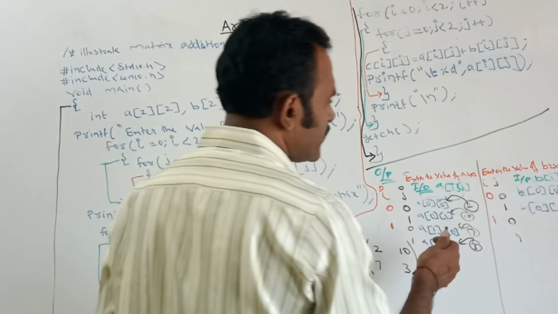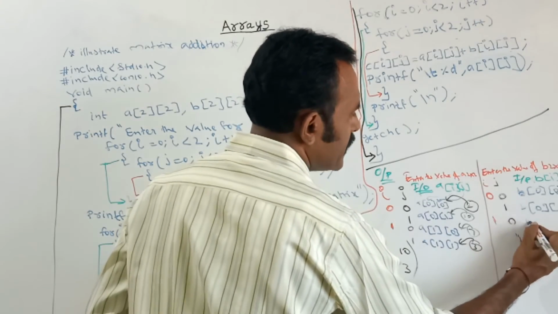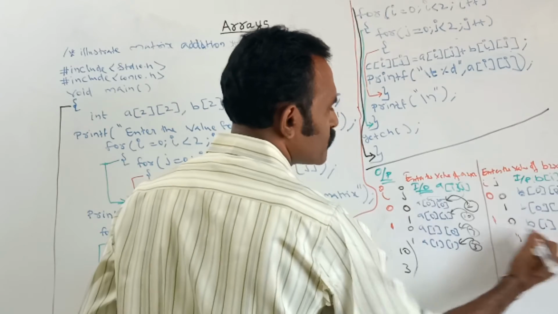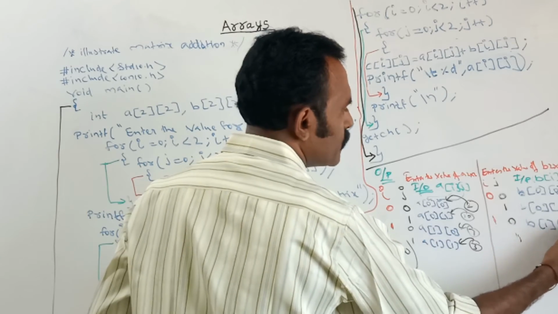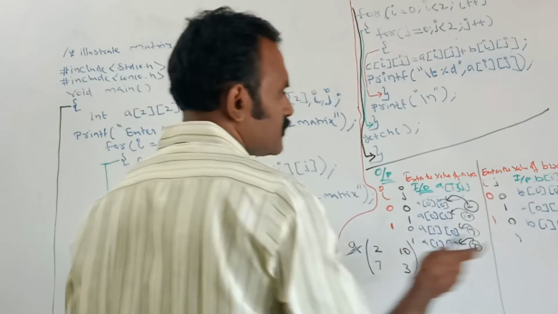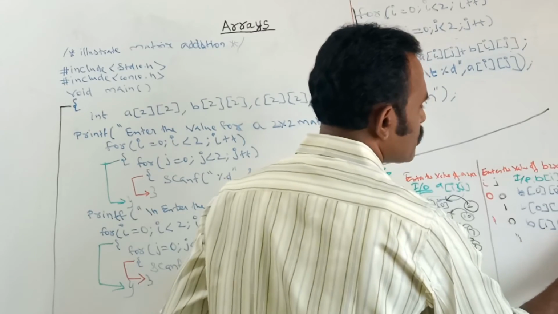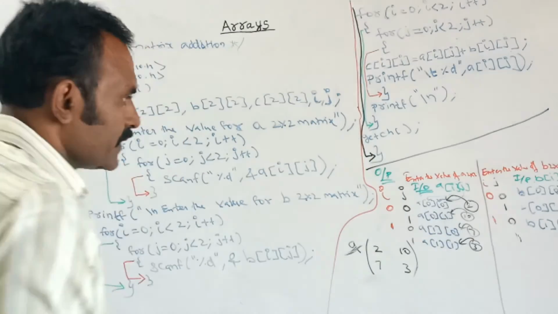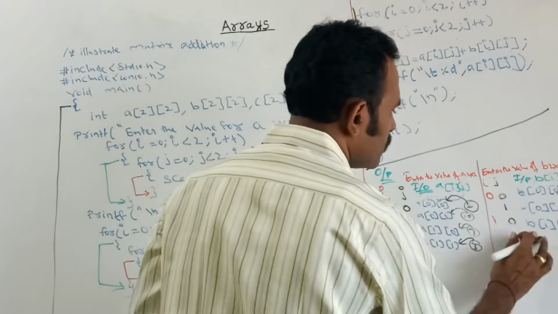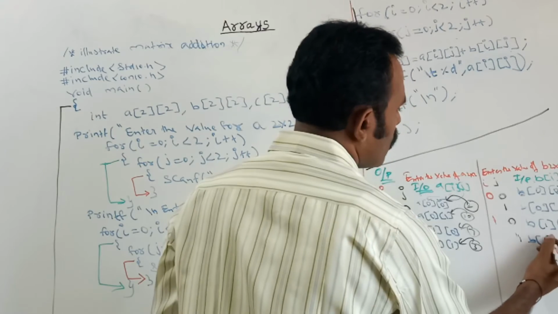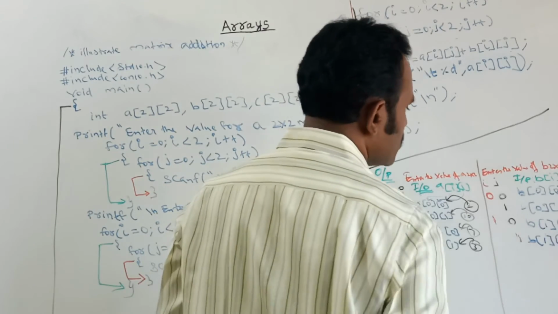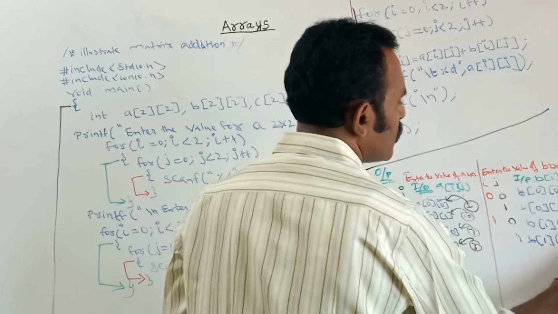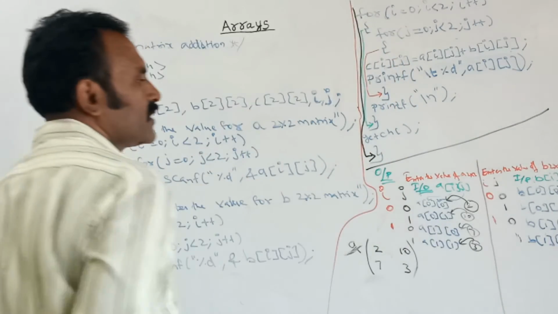For each and every iteration it gets the value, that is B of I comma J. What is the value of I now? I value is 1 and J value is 0. Here, suppose if you are giving 150, this 150 will be stored to B of 1 comma 0. Next, in the same way B of 1 and 1. Suppose if you are giving 200, the value 200 will be stored to B of 1 comma 1.